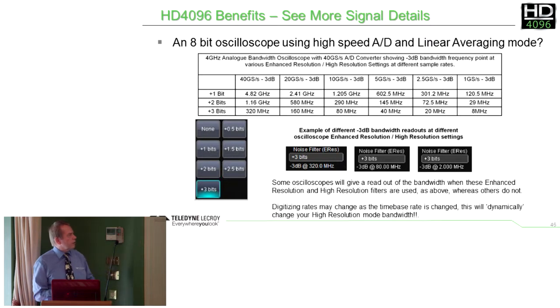And you can see it at different settings there. I've got 40 gigasample, 20 gigasample, and you can see the number of bits, plus 1, plus 2, plus 3 in there, and see how that limits the bandwidth. So it brings the bandwidth down, but it improves the noise. So that's one method.